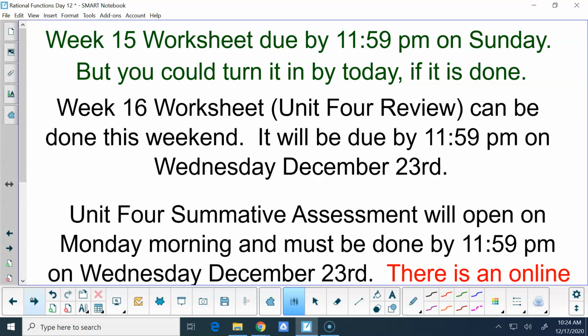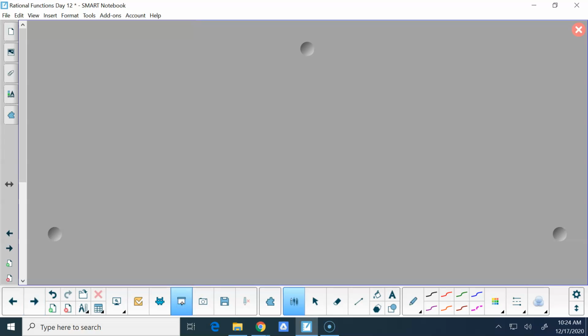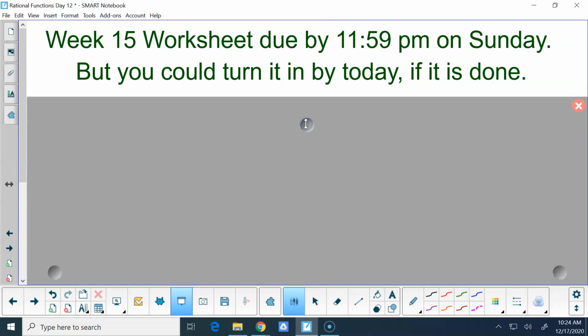Okay? So, let's take these one at a time. You've got your week 15 worksheet. That's 4 problems, right? That you should be done with by now. I mean, really, you should be done with it by now because you've had every tool in your toolbox since Monday. So that one should be done. You could turn that in today, but it's technically not due until Sunday. Okay? Fine. No big deal.